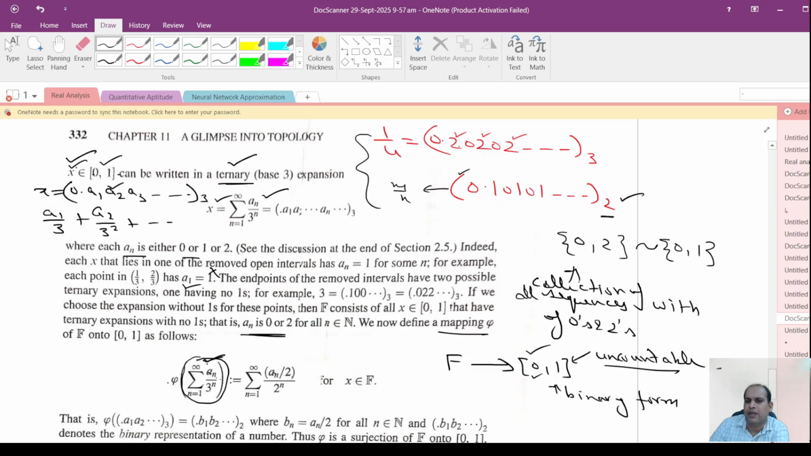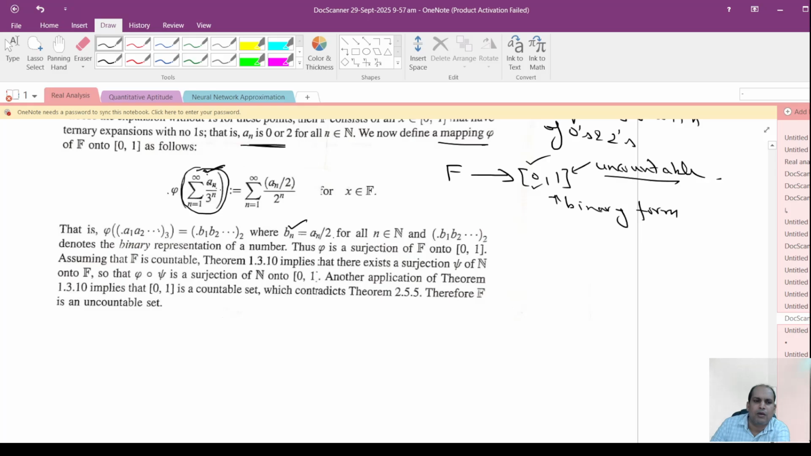So if we divide at each place by 2, then all those will become members of the binary system. This is the construction here: if we take Bn equal to An by 2, the digits of the Cantor set, we are dividing by 2. So we are basically projecting the members of the Cantor set with this map to the binary system, Bn equal to An by 2, and clearly this map is surjective.